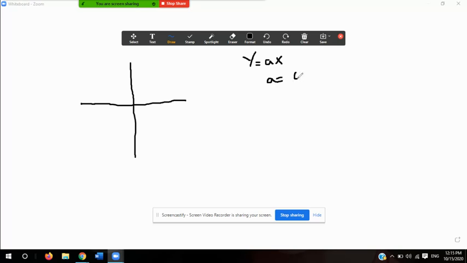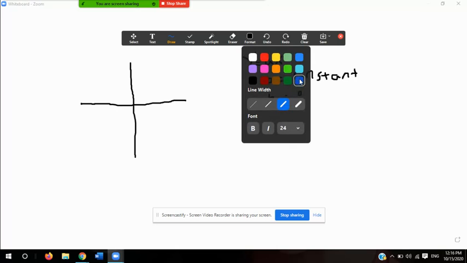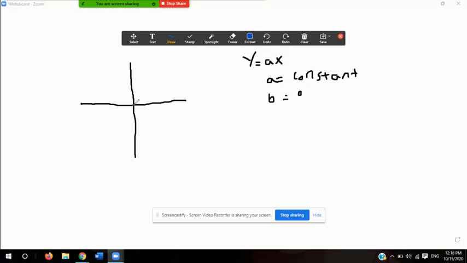Okay, so constant, let me see if I can write that down and make it look nice. Constant. Okay. And there is no b, or b equals 0, right? And usually when we have a direct variation equation, the graph always goes through the origin. Let me use a different color. The graph always passes through the origin. So it'll usually look something like this.